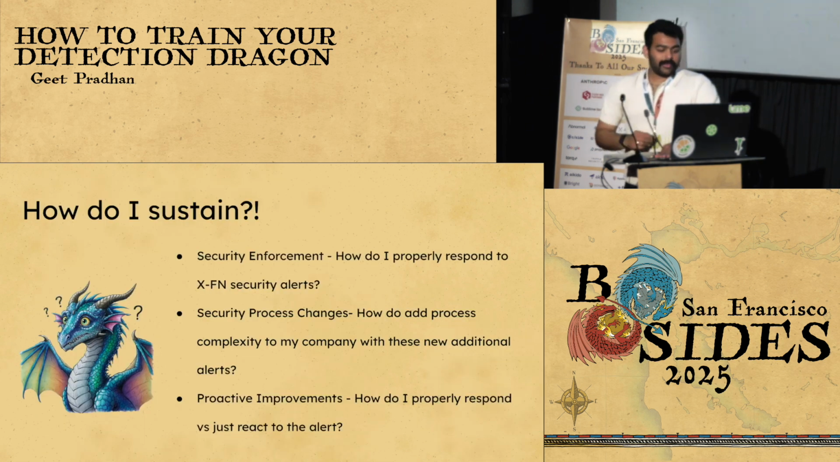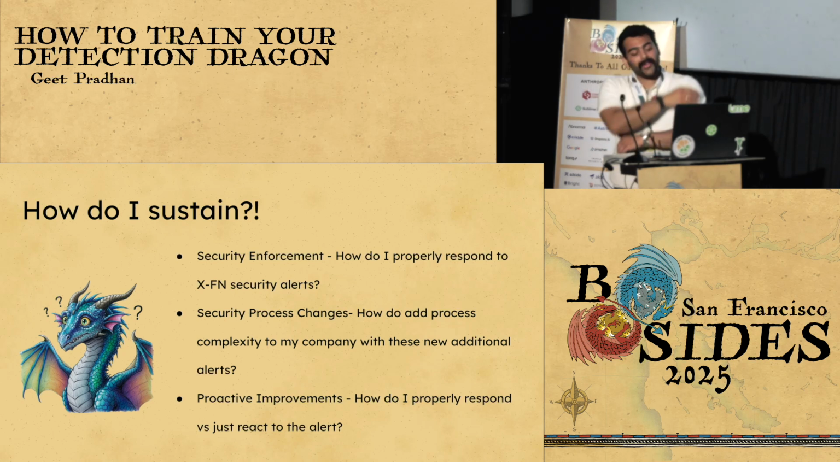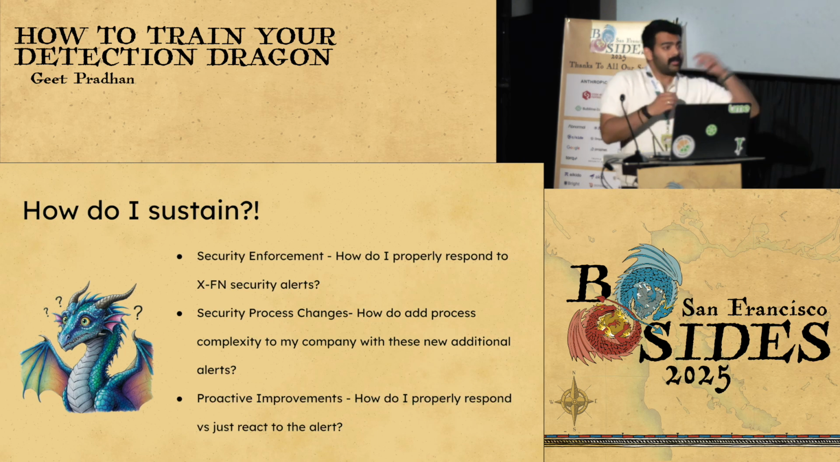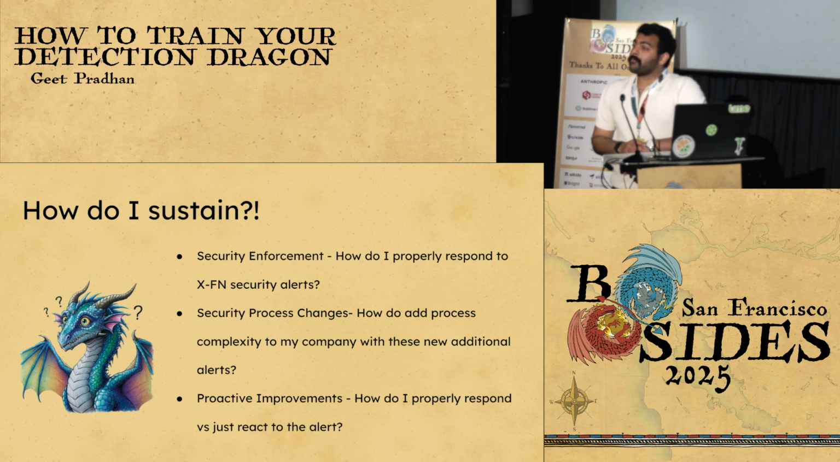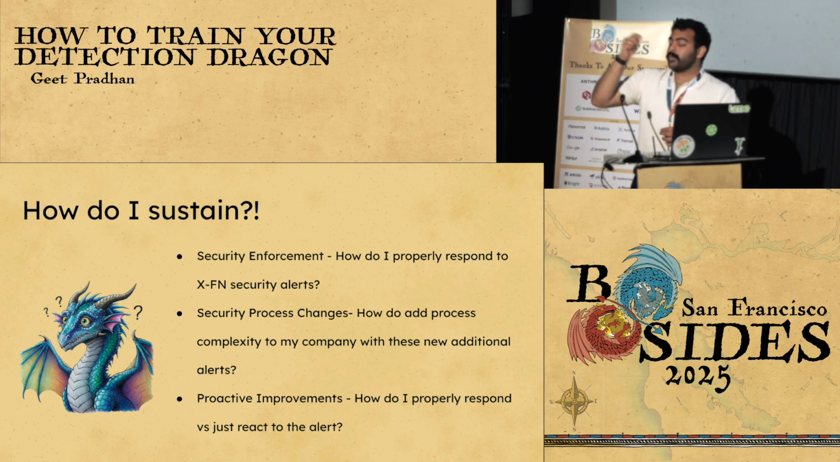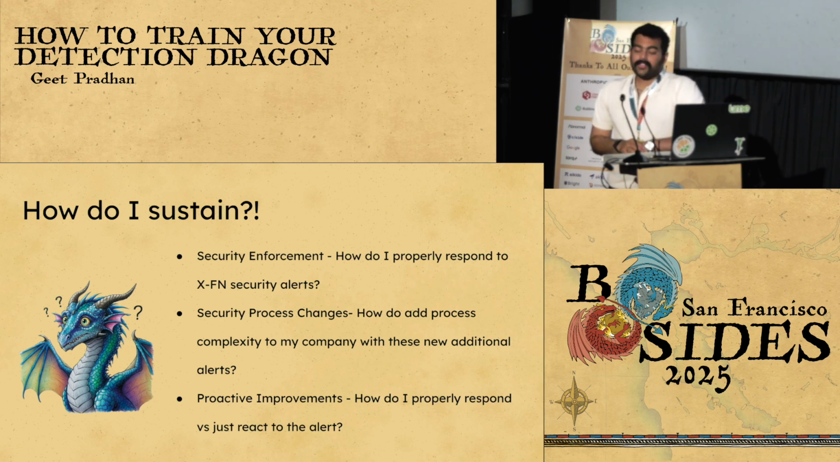No. So how do you sustain, right? How are you able to sustain? How do I properly respond to cross-functional security alerts if it's sister team, sister org, or just someone somewhere in my company doing something? How do you add process complexity, right? How do you make sure whatever your company is doing, you convince people that, okay, I want to add something. I want to make sure, your task that you're doing, I'm going to add 3 seconds, 5 seconds, 10 seconds. And just proactive improvement, right?